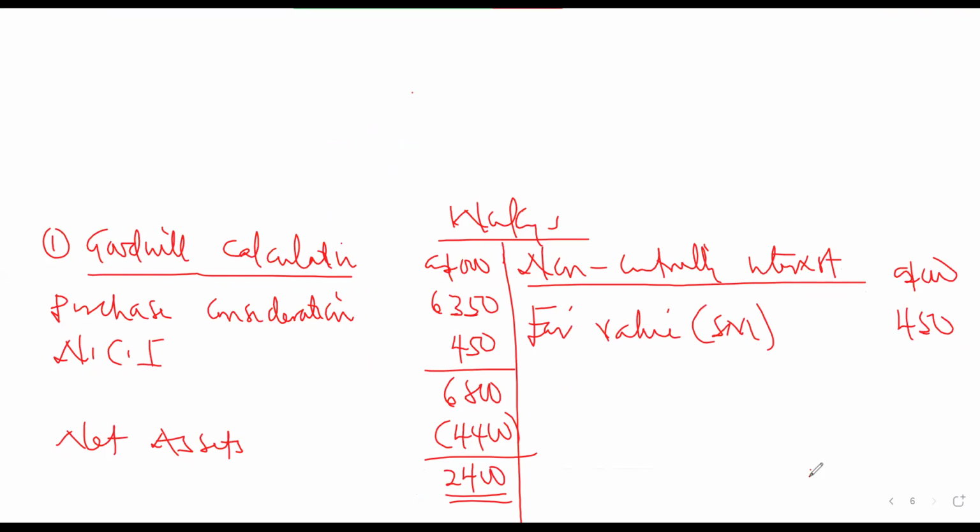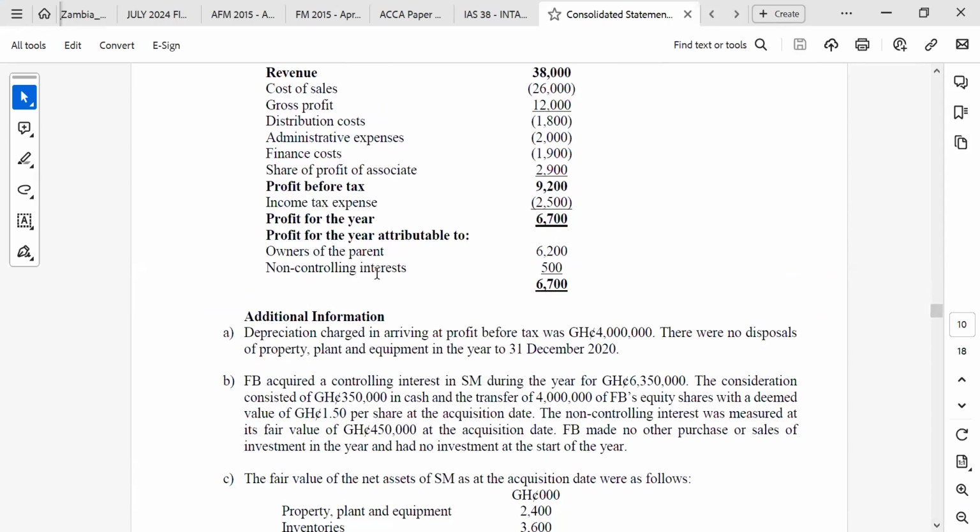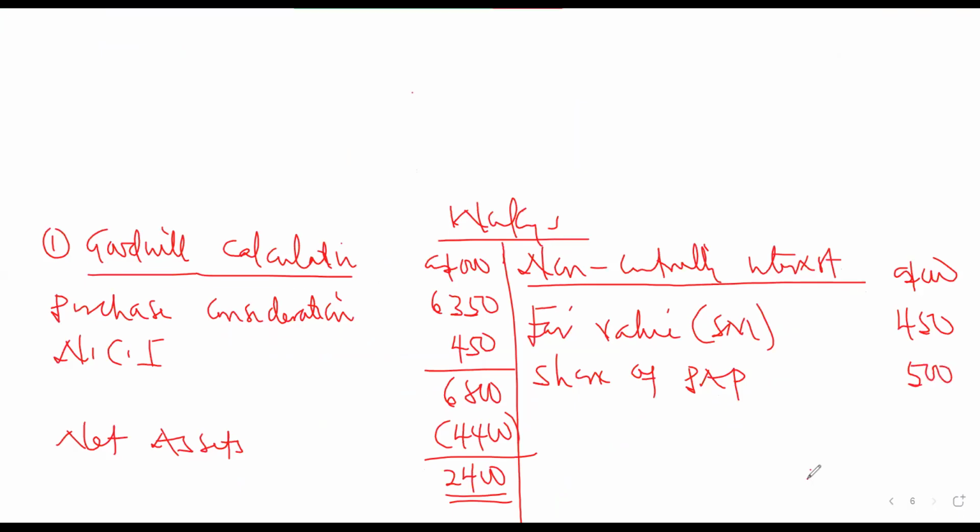What will increase the NCI? It is a share of what? The post-acquisition profit, isn't it? So the share of the post-acquisition profit, you go to the statement of profit or loss and take that. What is the NCI share? 500. Okay, NCI share will be 500. So what's supposed to be our NCI figure? 950.